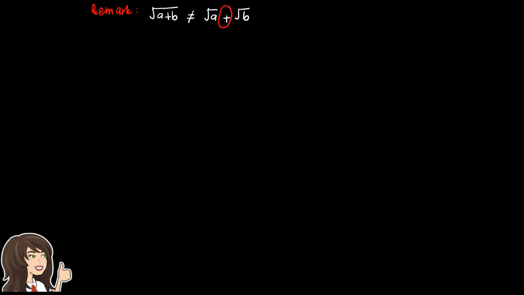Let's try to calculate. You have Surd 3 plus 6, so it is equal to Surd 9. Surd 9 is equal to 3. Right. What do we have here? You have Surd 3 plus Surd 6. Here you can use your calculator and find the value whether you get 3 or not. So it is totally not equal to the left hand side. So please be careful of this part. It plays a big role for Surd.